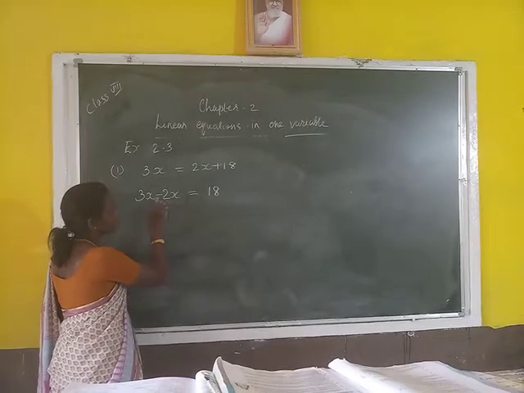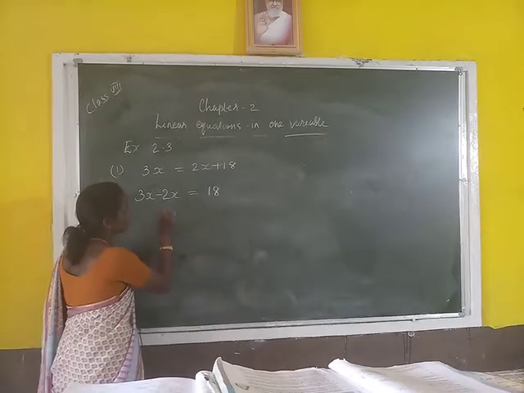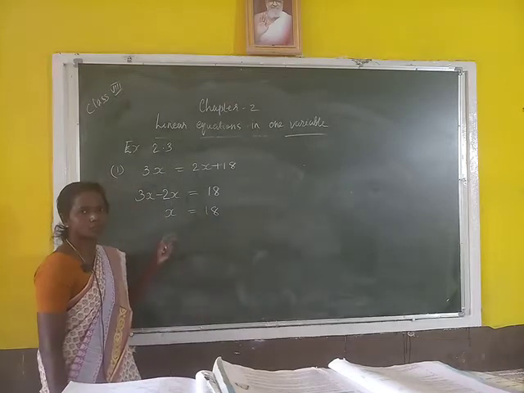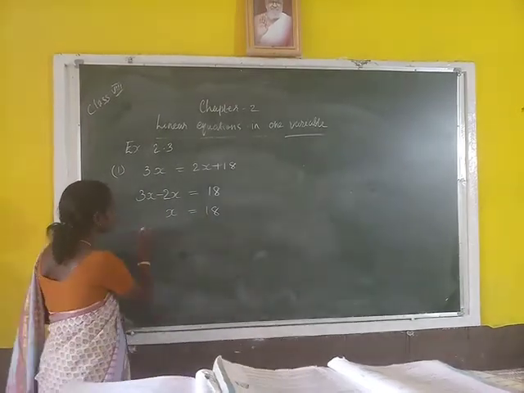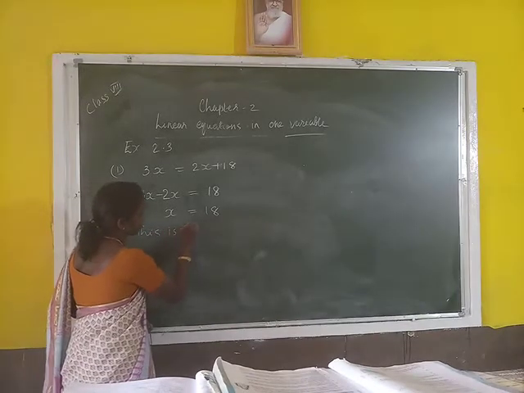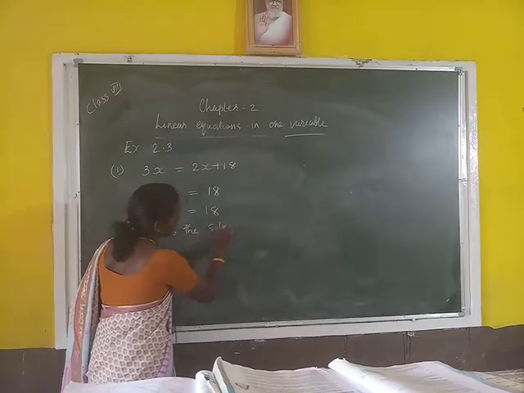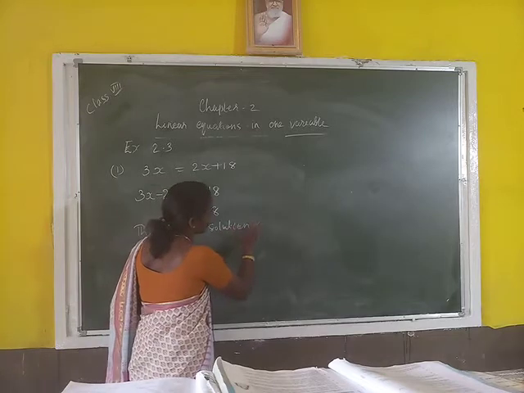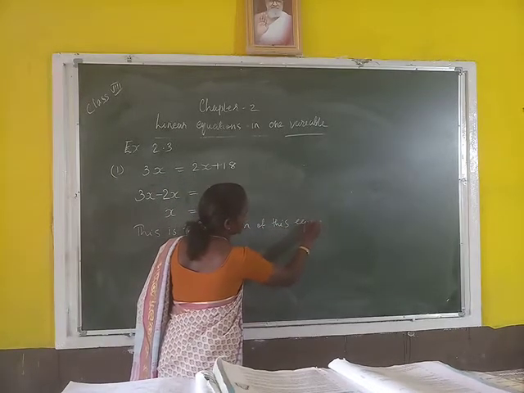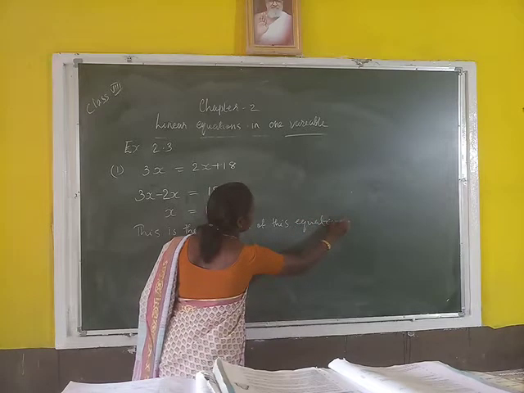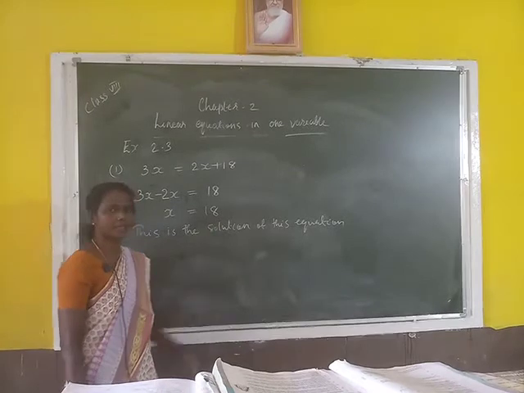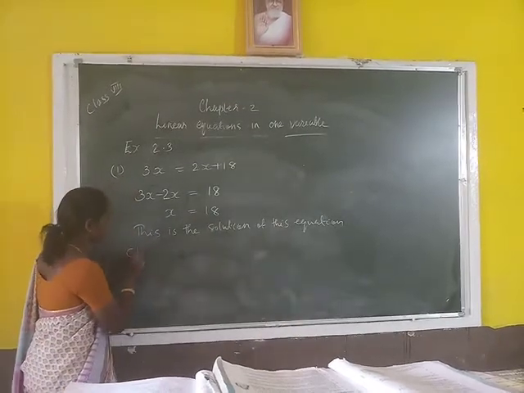Then 3x minus 2x is equal to x. x is equal to 80. So 80 is the solution of this equation. Then our result, which number? Our answer is 80. So check our answer.